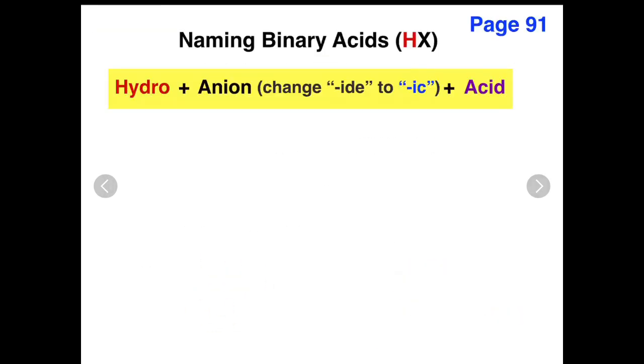Let's take a look at the naming of binary acid. The naming of binary acid starts with the word hydro. The word hydro represents the hydrogen that is written before the second nonmetal. The second nonmetal is going to be changed. Instead of changing to "ide", we are going to change to "ic". For example, fluoride would be fluoric, chloride would be chloric, iodide would be iodic. That would be an example here.